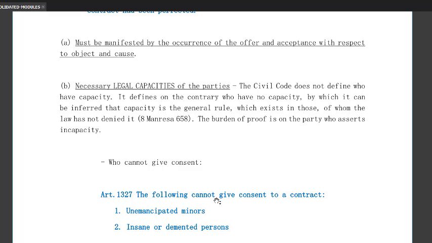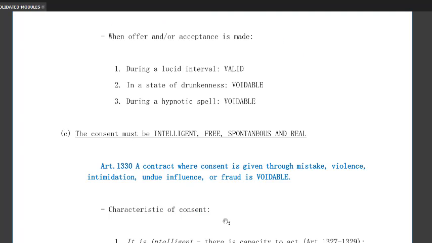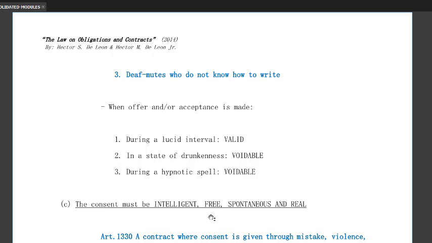So, we remember that under Article 1328, contracts entered into during a lucid interval are valid, while contracts agreed to in a state of drunkenness or during a hypnotic spell are voidable. What is a voidable contract, and what is a void contract? A void contract, from the very beginning, is not valid at all.